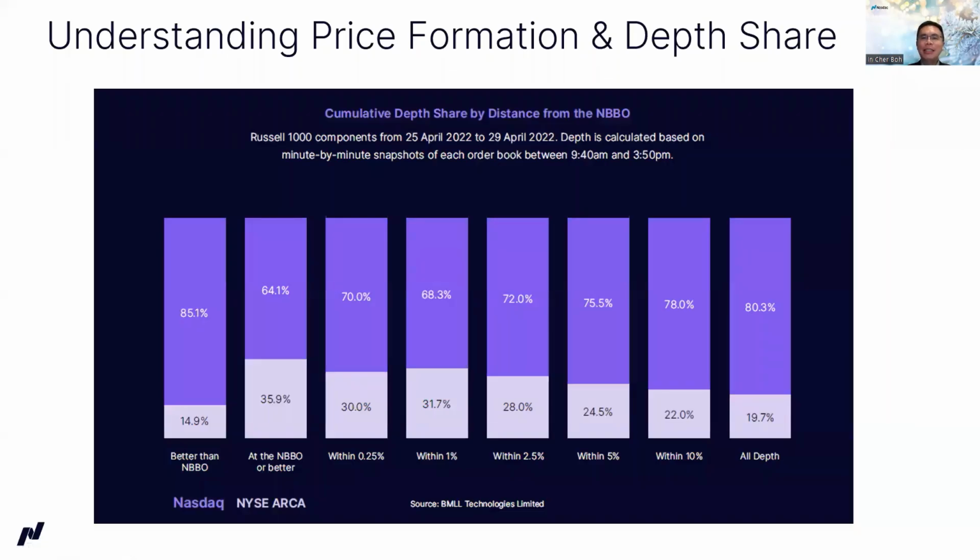Understanding price formation and depth share. Depth of book is important because it provides insight into true demand and supply for a particular security. Three separate measures of price formation help investors understand the depth of book. They are namely inside the NBBO, within 1% of the NBBO, and lastly, within 10% of the NBBO. What is NBBO? I mentioned this in part 1, and that's the National Best Bid and Best Offer.